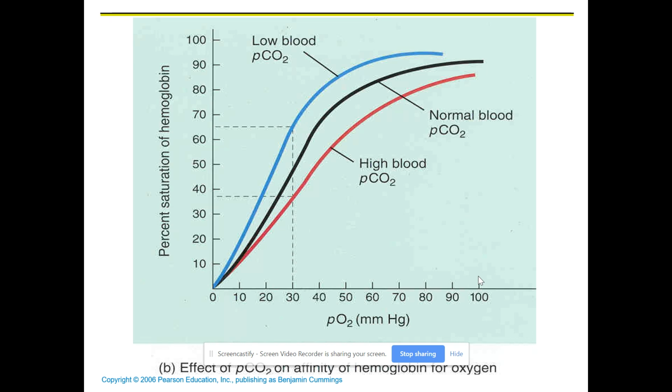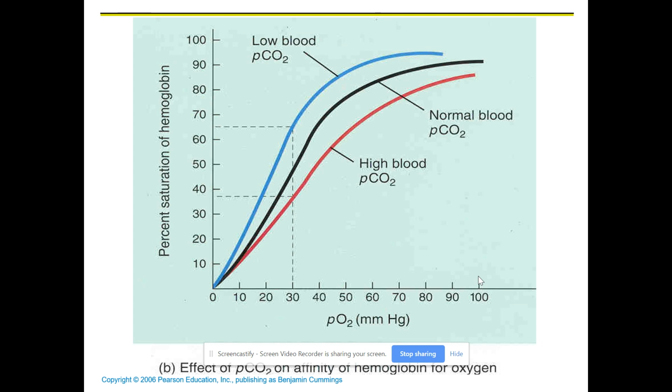In the lungs, the curve shifts to the left. In the tissues, the curve shifts to the right. So in the lungs, when the curve shifts to the left, affinity goes up, it's easier to load. In the tissues, when the curve shifts to the right, affinity goes down, easier to unload.